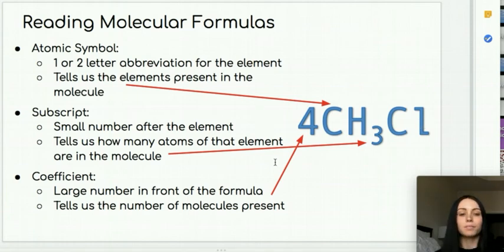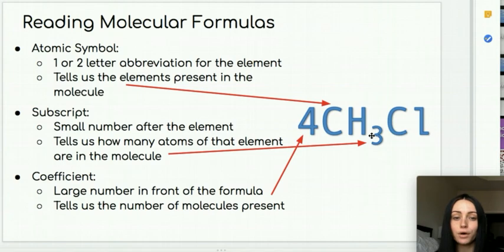The second component in all molecular formulas is the subscript. So subscript is the small number that comes after and sort of below the element. This tells us the number of atoms of that element that are present in the molecule. So in order to read this, there's a couple things we want to look at. First, we want to find the subscript. Then we want to determine which atom that subscript belongs to.